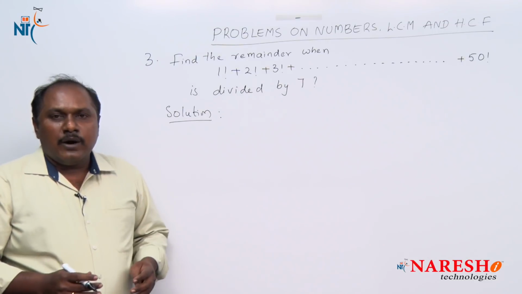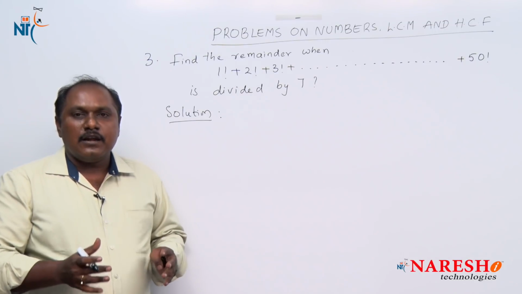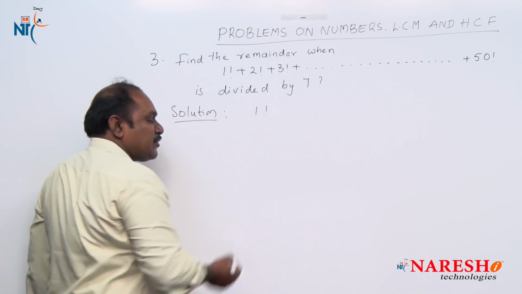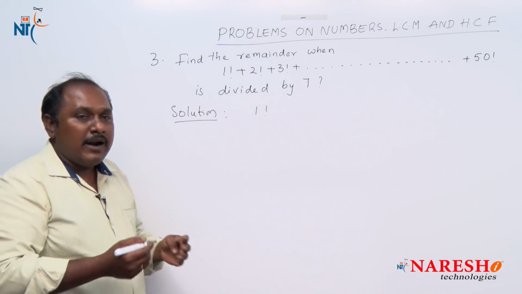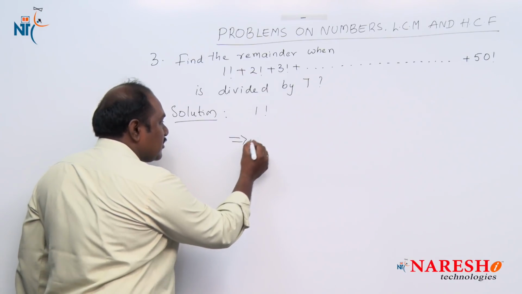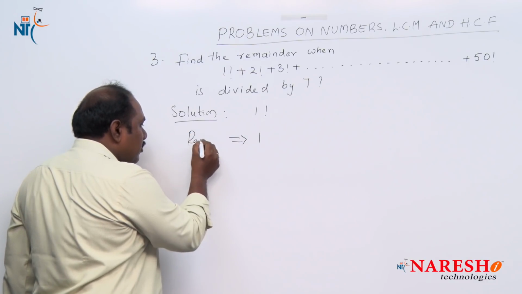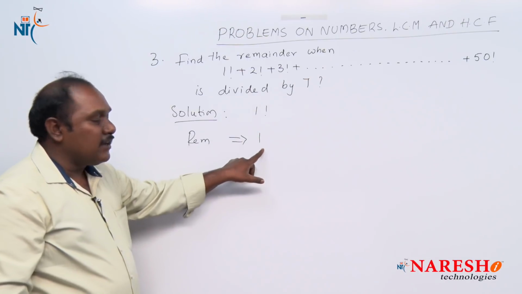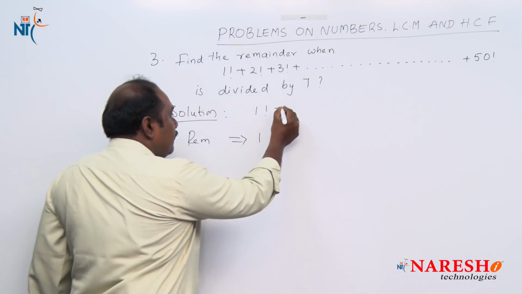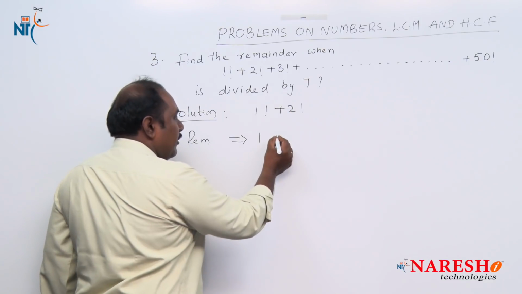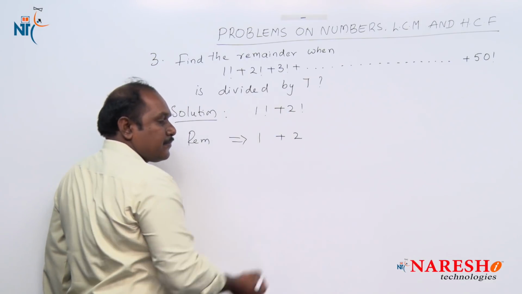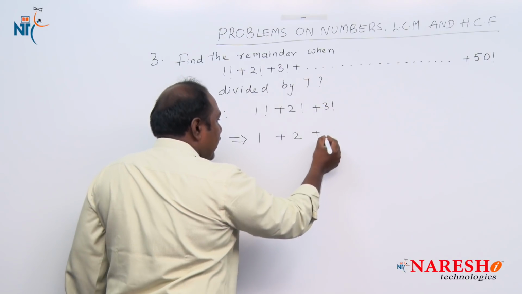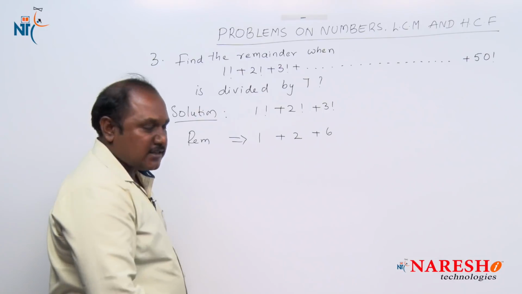Now, let us try to divide each and every term with 7, add the remainders and get the answer. 1 factorial is 1, and when I divide with 7, the remainder is 1. Now, here I am writing down the remainders. 2 factorial is 2, when I divide with 7, the remainder is 2. 3 factorial is 6, and when I divide with 7, the remainder is 6.